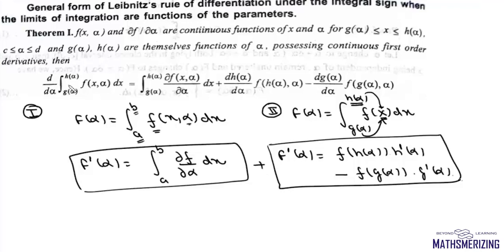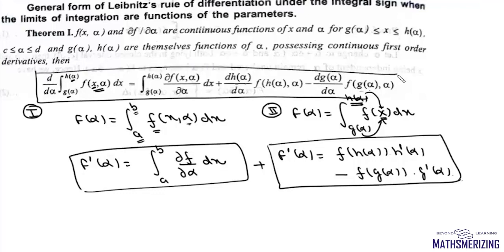We get this general form when this function also has this parameter alpha and where limits are also some functions of alpha. Now if we differentiate this function, we'll get this first form, which is limits are same, and then we have this partial derivative of this function with respect to alpha dx, and then plus this form. Substitute x with upper limit into h dash alpha minus f g alpha into g dash alpha. So this is the general form of Leibniz rule of differentiation under the integral sign when the limits of integration are functions of the parameter.